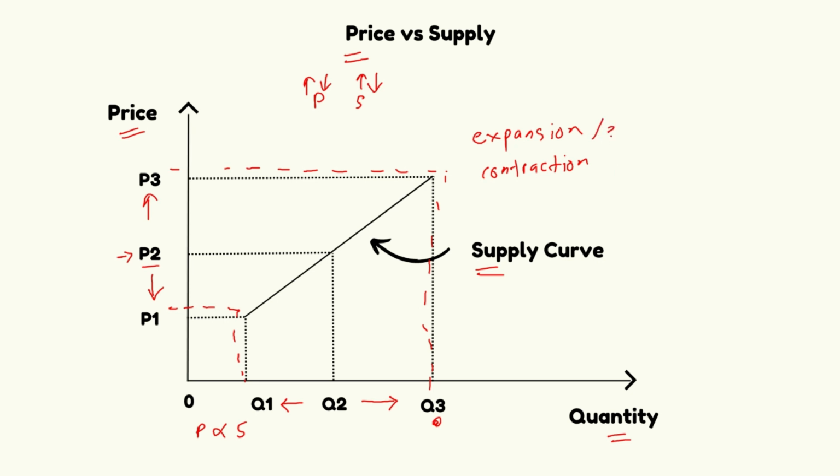This is also called the extension, which means if the quantity of supply is increasing, it is called the expansion, like this. If the quantity of supply is decreasing, it is called the contraction, like this. This is the movement along the supply curve.